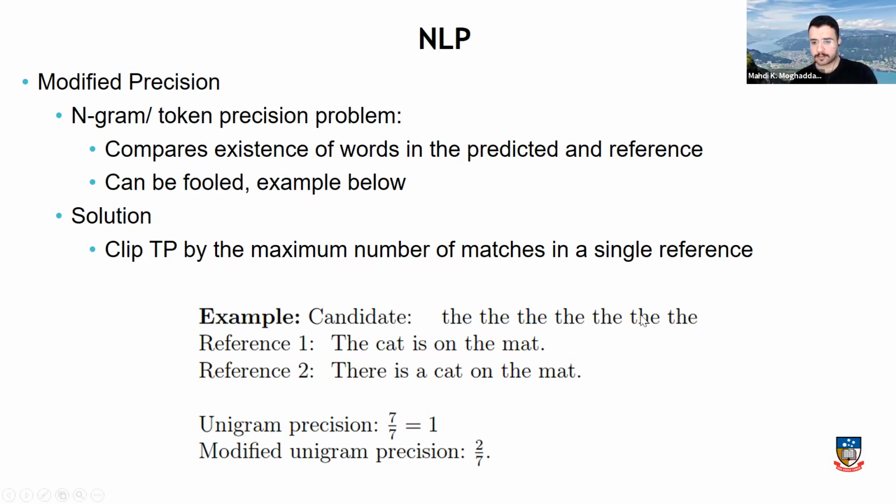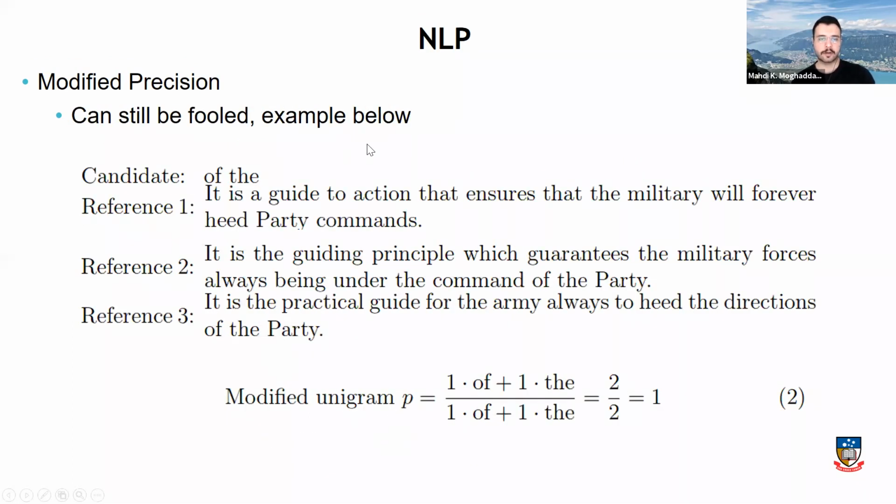The total would be 7, because we have 7 predictions. So out of the 7 that we have predicted, 2 of them are considered because that's the maximum. So we just clip the true positive by the maximum number of matches, and that is more representative. But you could still see that the main problem is still there.